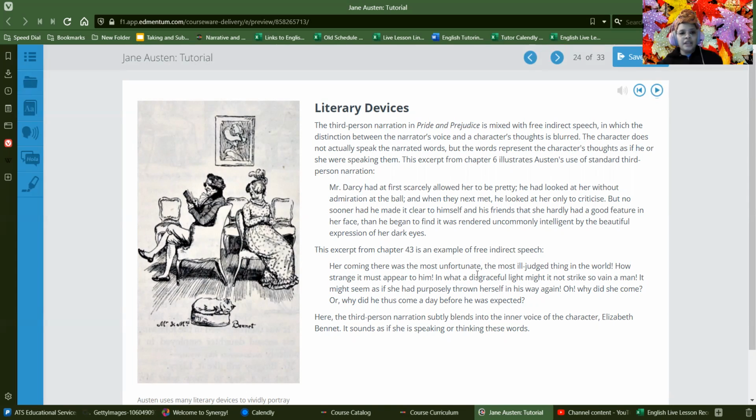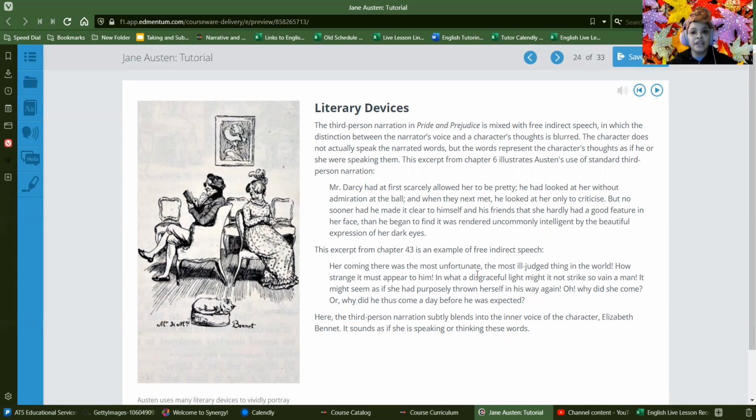So it's telling you what's happening. This guy came a day early, and she's concerned about what it looks like. Elizabeth is concerned about what it looks like. She thinks that this was unfortunate, the most ill-judged thing in the world. But what you need to realize when you're reading this is that that's biased, though.